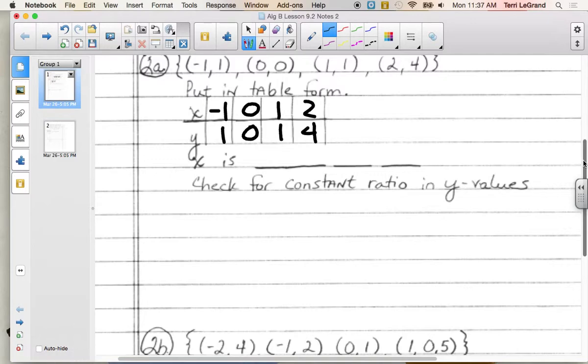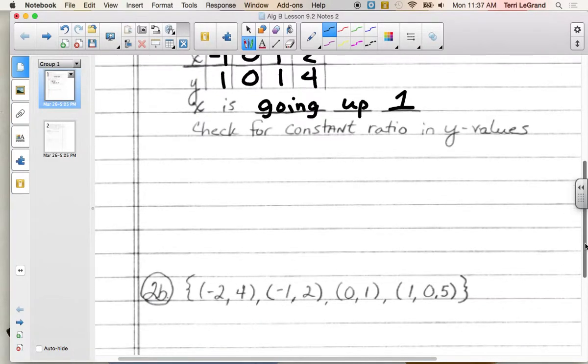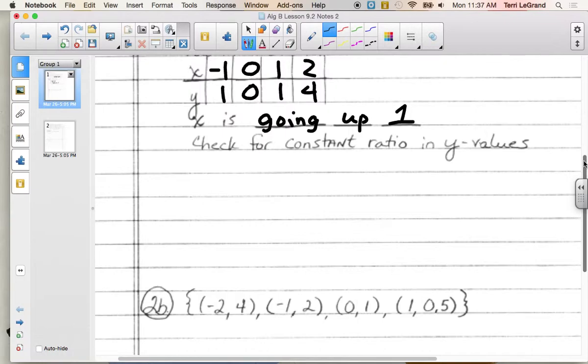We could just follow across the x's or follow down the x's if you make it vertical, and we can see, is there a constant change? In other words, are the x's going up or down by a constant amount? What are they doing? Going up by 1. And that's important. We can't make this decision until we first decide, are the x's changing by a constant amount? Not a constant ratio. Is there the same amount of difference between the x's? And there is in this one, they're going up by 1. So now we check just the y values and we look for that constant ratio.